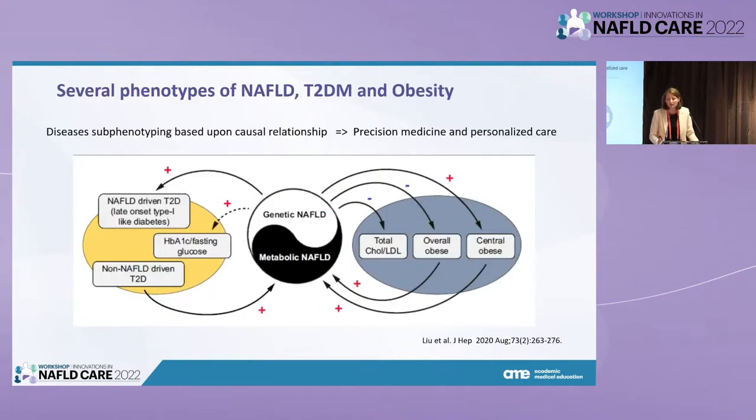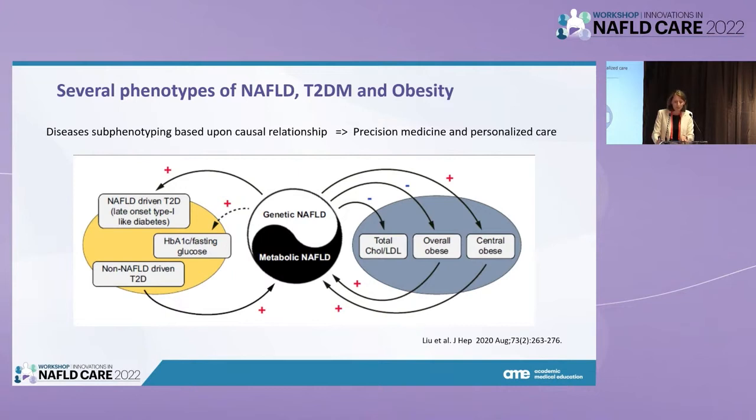And finally, in the first part of this presentation, as I told you, there's not a complete overlap between NAFLD, type 2 diabetes, and obesity. So that leads to the concept that there must be disease subphenotyping based on probable causal relationship. And this has been nicely demonstrated by the study performed from the data in the UK Biobank. This was mainly driven by the genetic analysis.